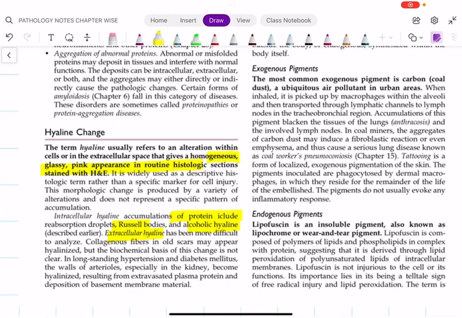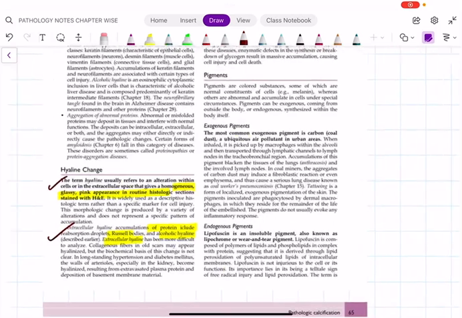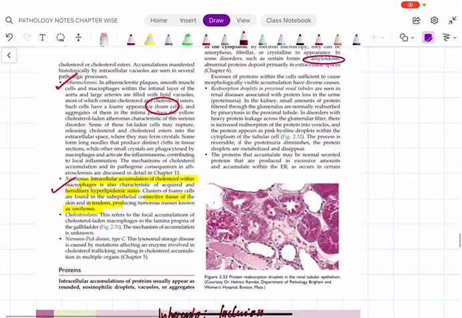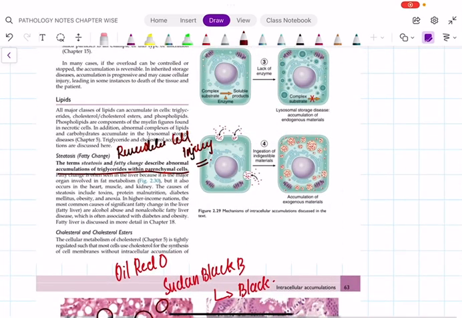Hyaline change may be asked. I remember it was once asked in university as a short note question, because there is not much to write, but still you write about the hyaline change. Just mention these two points, and then you write the rest of the things: that is the intracellular accumulation, why it is happening, what are the factors, all those stuffs.